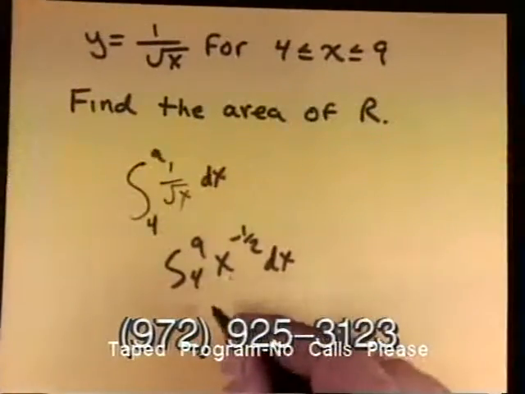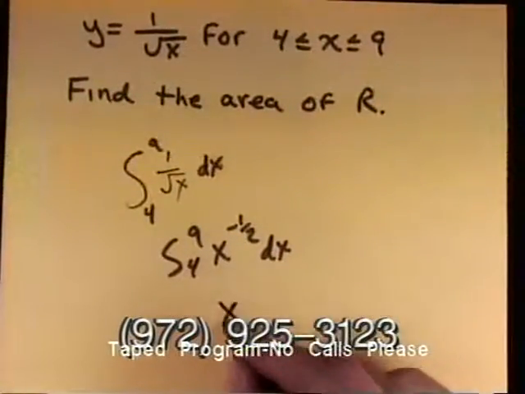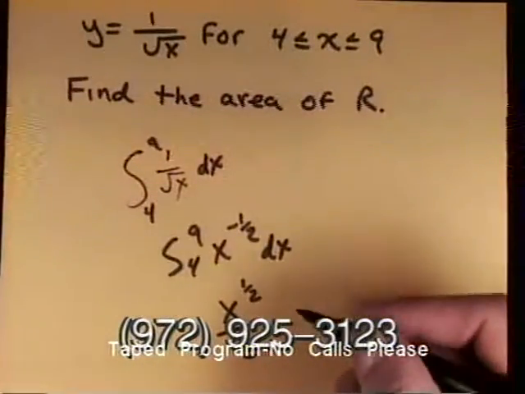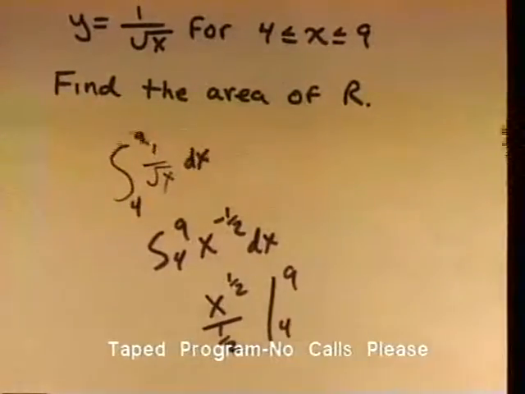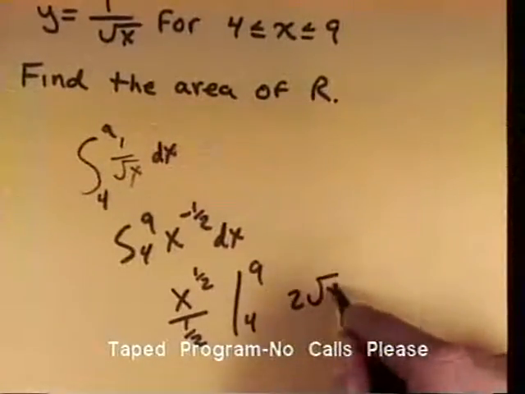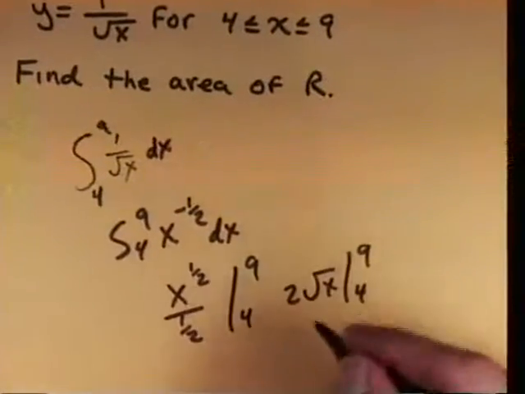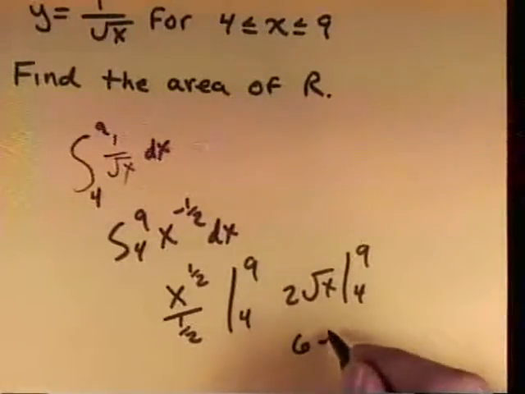So it's x. What do I bump up? Bump up the negative 1/2 to 1/2, divided by 1/2. Then run it from 4 to 9. What do I do from there? You could bring up the 1/2 from the bottom up to 2. Very good. So it's 2, and what's x to the 1/2? Square root of x, from 4 to 9. Then what do you do? Plug it in. So it's 6 minus 4, which is 2.